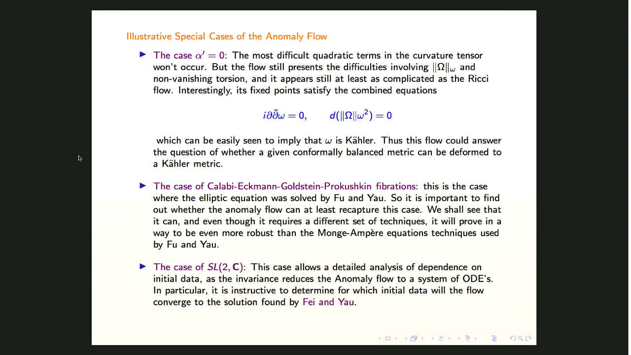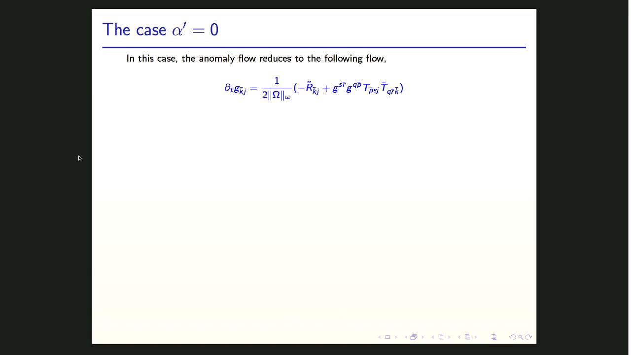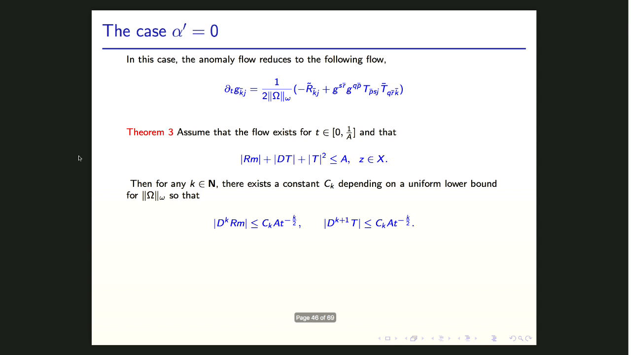Okay, so let me now describe more precisely what we know now. So let's first deal with the case alpha prime is equal to 0. So we drop the second order terms in the curvature tensor, and the flow just becomes this, which, as you can see, is very similar now to the Ricci flow, and this is at least the theorem that, in some sense, tells us that the criteria for singularities development are reasonably simple.